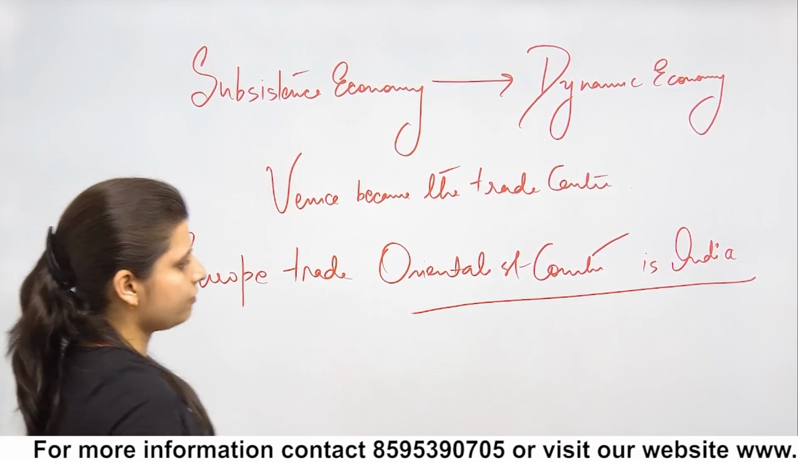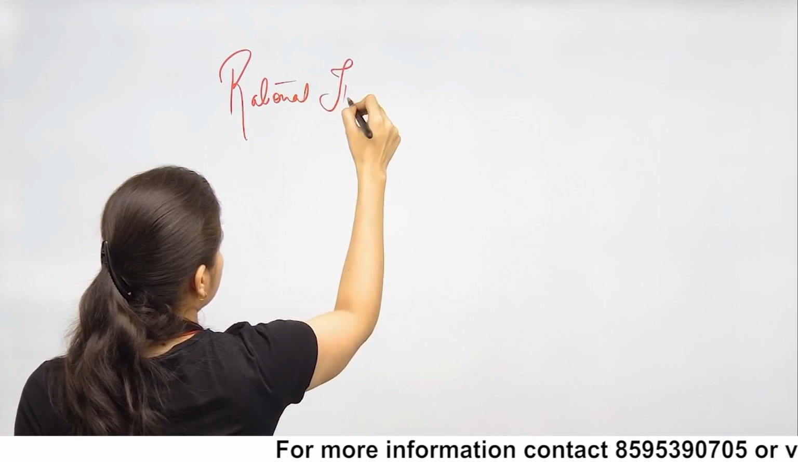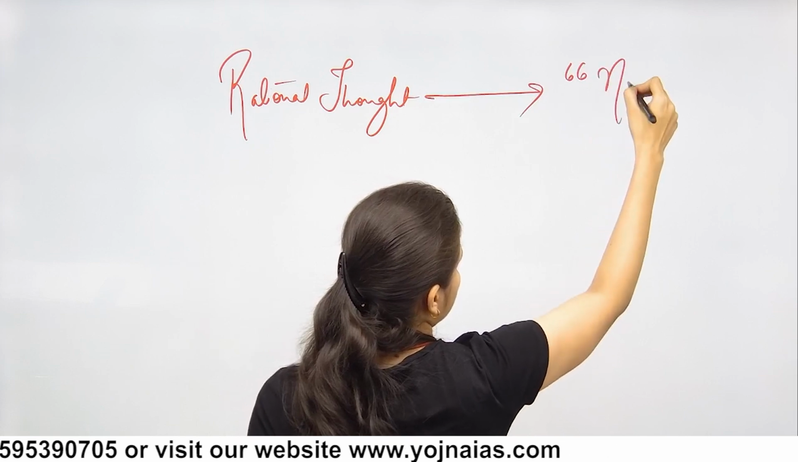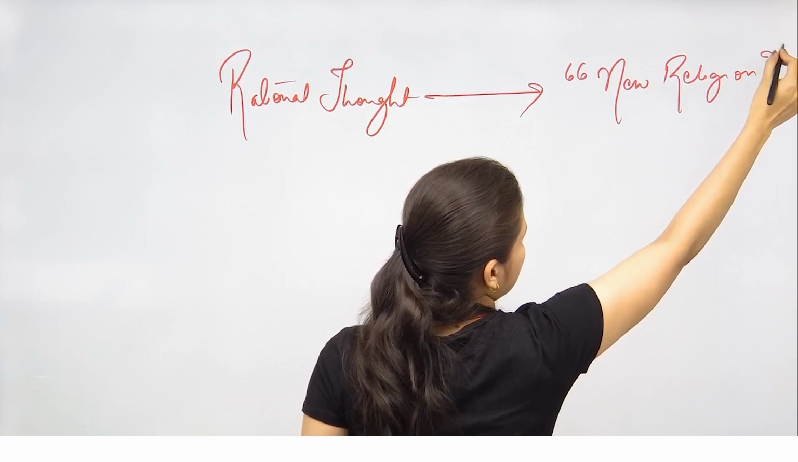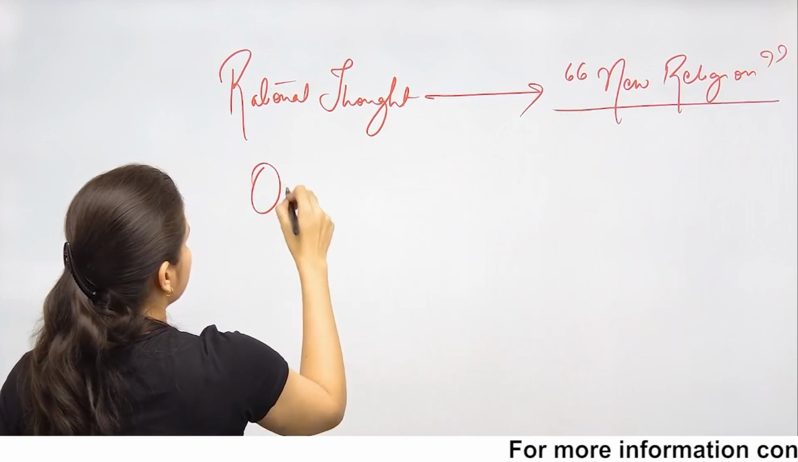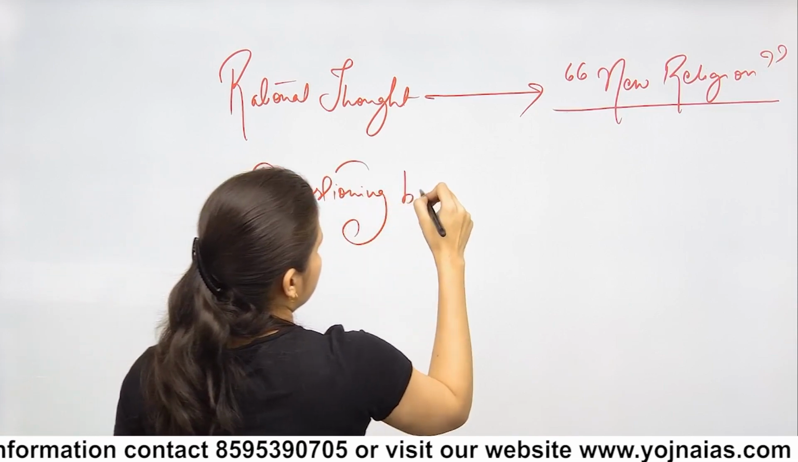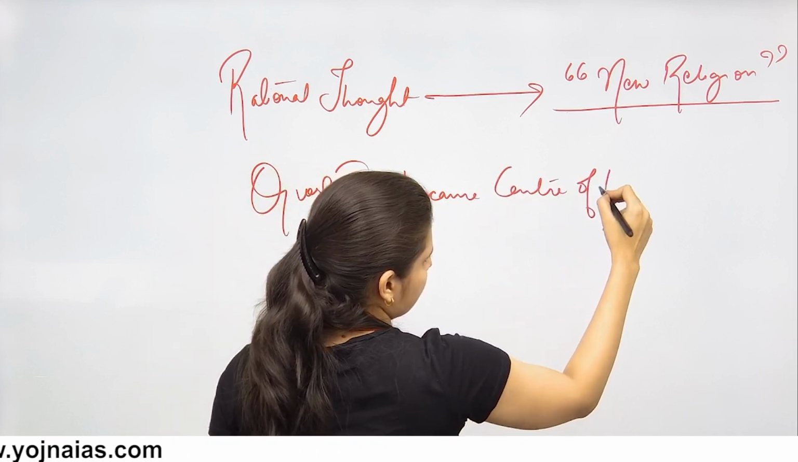Fine. Now, if I have to conclude how the Enlightenment period brought modernity in Europe, I would say that rational thought became the new religion. Questioning became the center of thought.